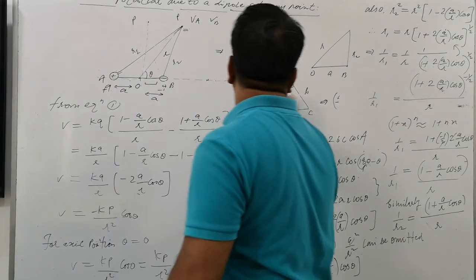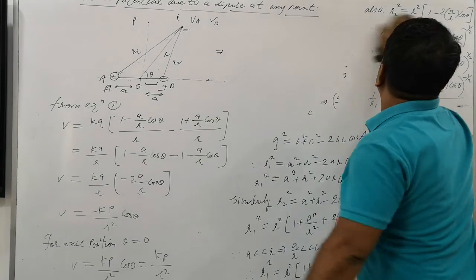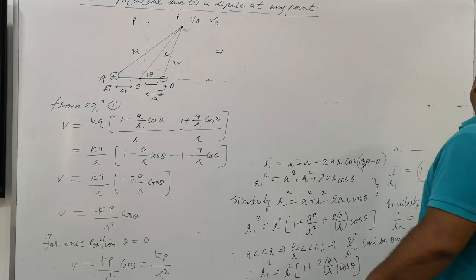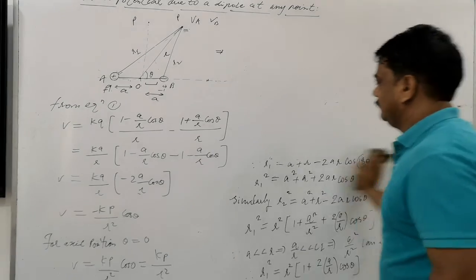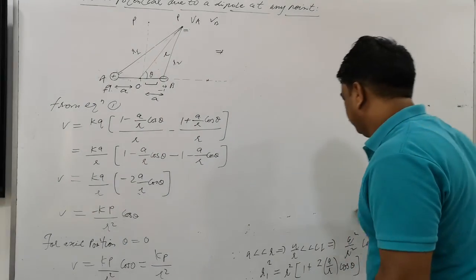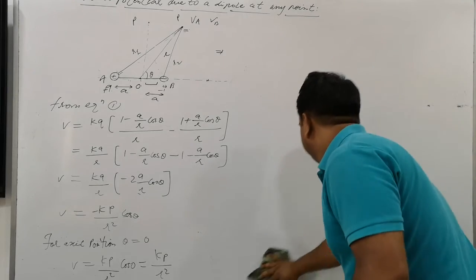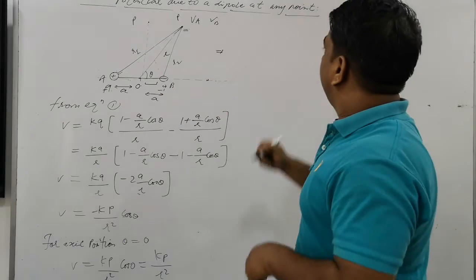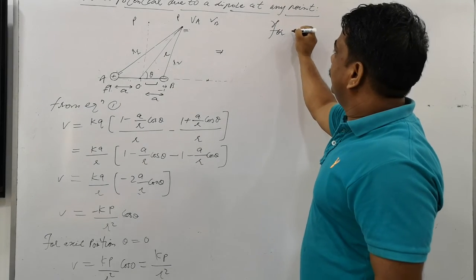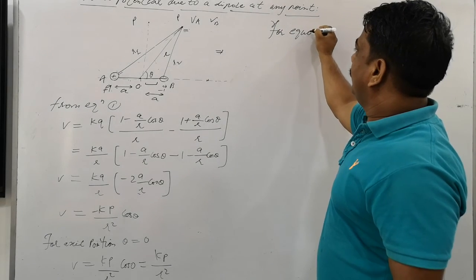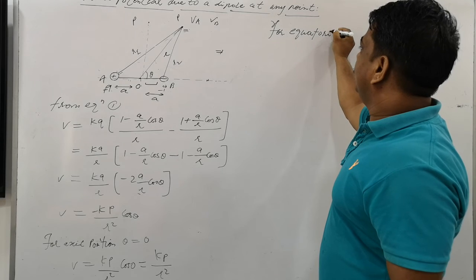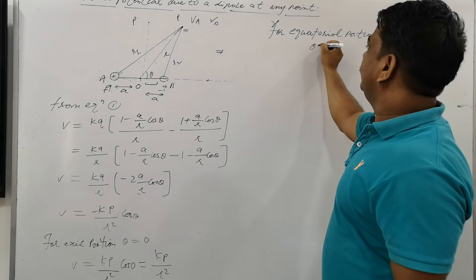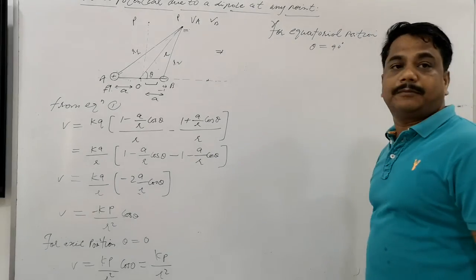At a point on the equatorial position, theta will go here, 90. How is this? Look please.